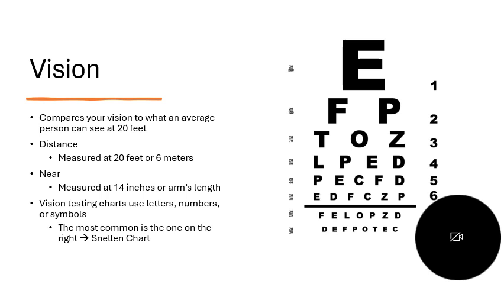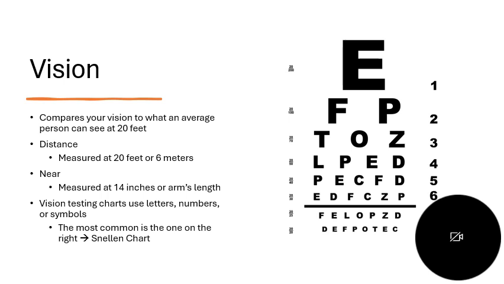However, if they can only read the very top line, the big E, that means that your patient is seeing at 20 feet what an average person can see 200 feet away. We can also check the near vision using a card version of this chart, and that is held at arm's length, about 14 inches away.